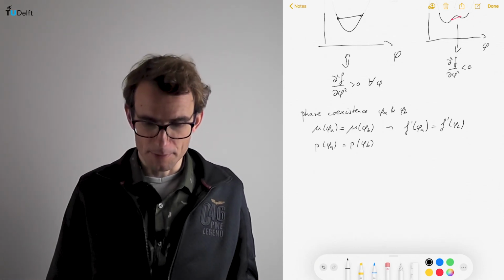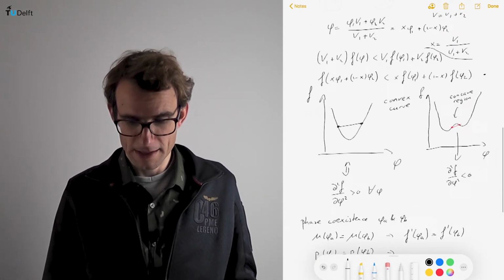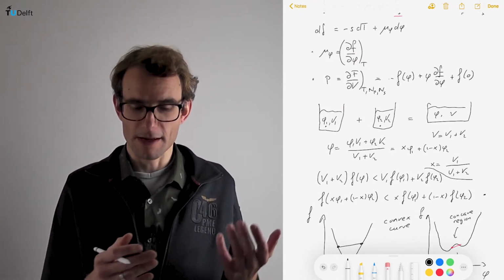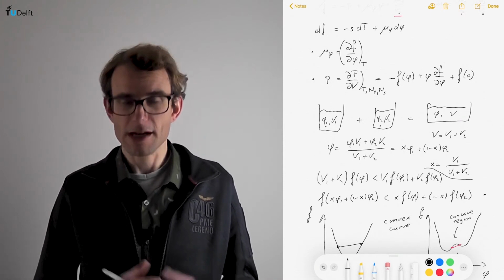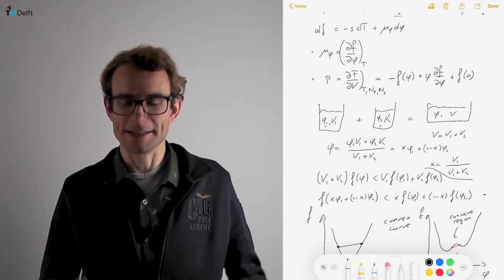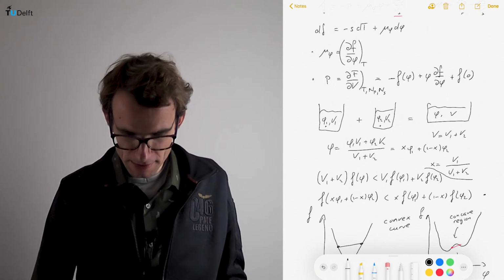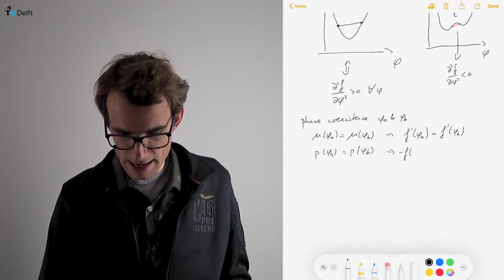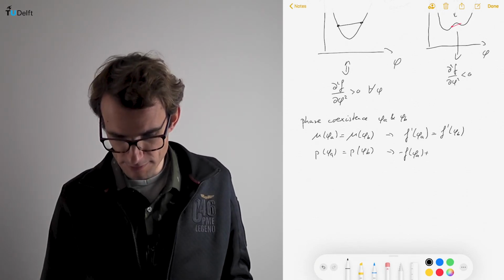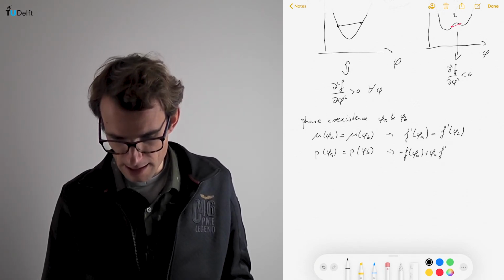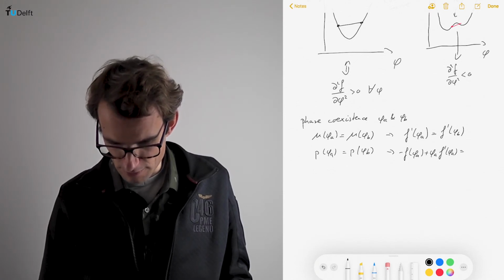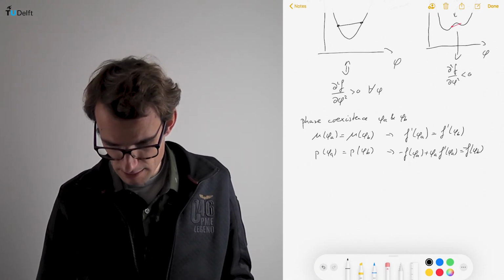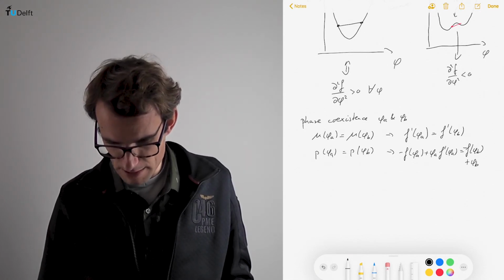Which means, well, if we look up what we found for the osmotic pressure, it's the function minus the function itself plus this volume fraction times the derivative of the function, and then of course plus f0, but that's the same for both, so that's not going to show up. So we're going to have minus the free energy per unit volume at phi A plus phi A times the derivative of the free energy at phi A equals minus f at phi B plus phi B times the derivative of f at phi B.